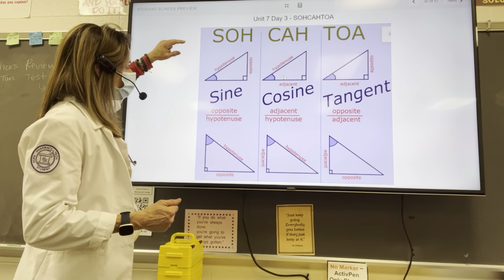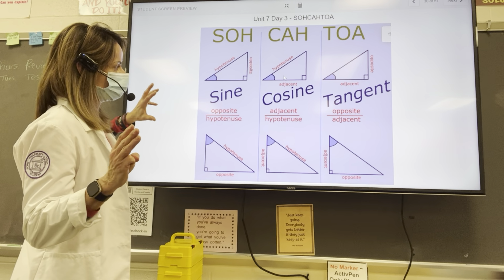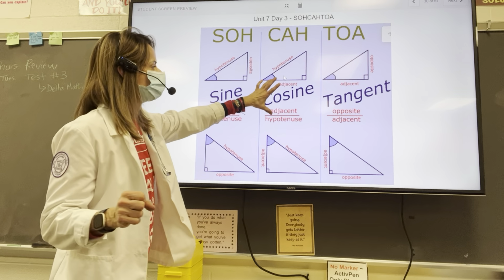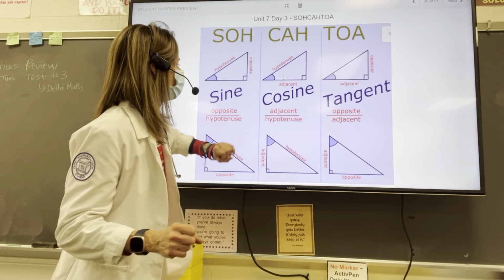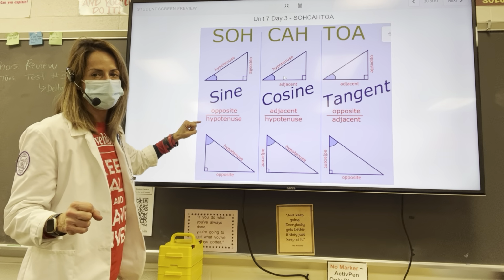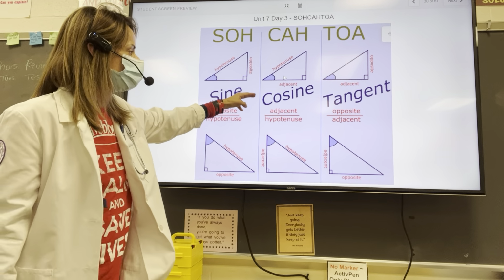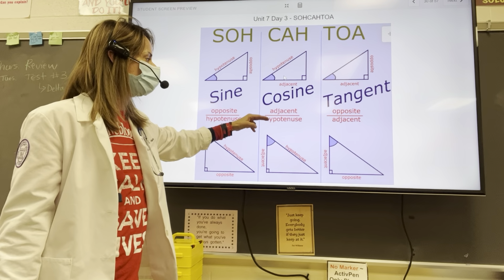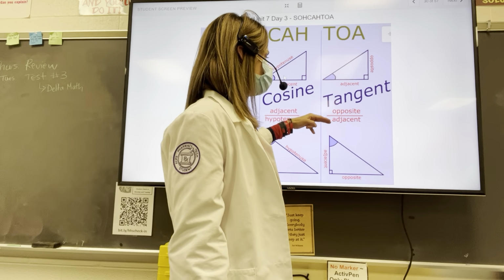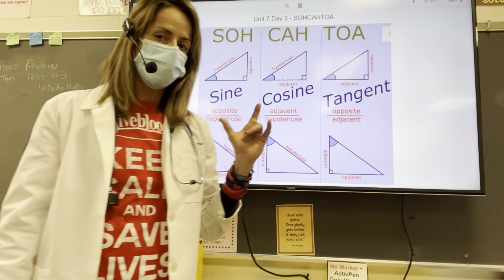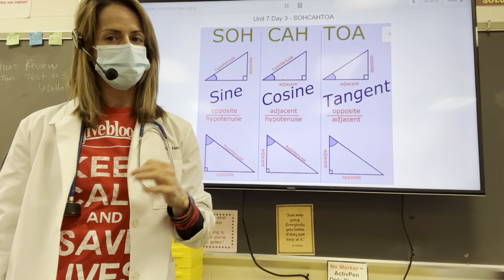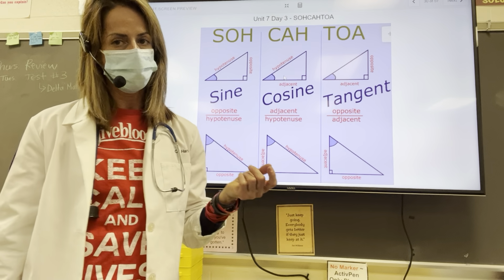So the three trig relationships are sine, cosine, and tangent. The sine ratio is the opposite side over the hypotenuse. The cosine relationship is the adjacent side over the hypotenuse, and the tangent is the opposite side over the adjacent side. As soon as we look at these, we are going to do an example and make sure we understand what the opposite, adjacent, and hypotenuse sides are and how to identify them.